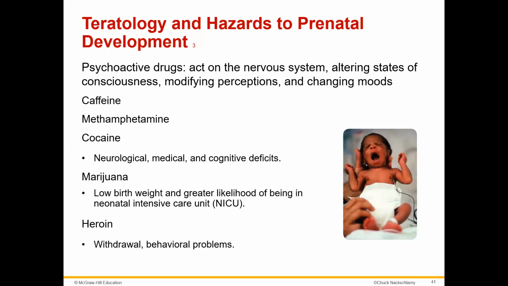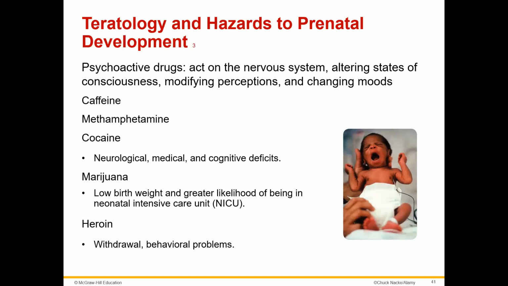And finally, with heroin, it can cause withdrawal and behavioral problems. Withdrawal issues are things like the baby showing tremors, irritability, abnormal crying, disturbed sleep. Also, I guess impaired motor control would be another one.